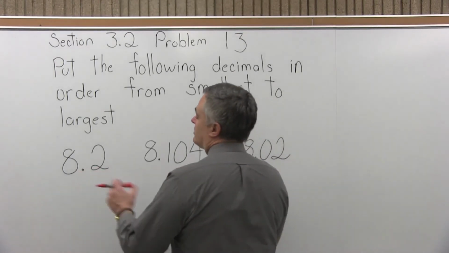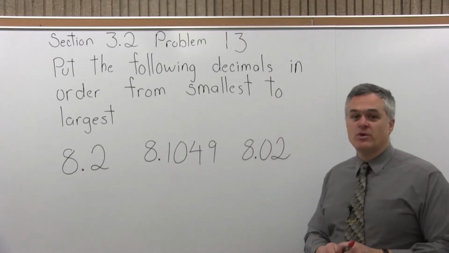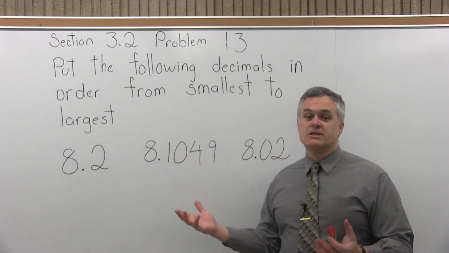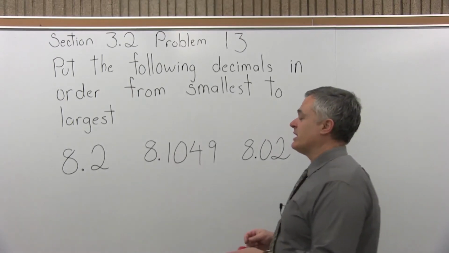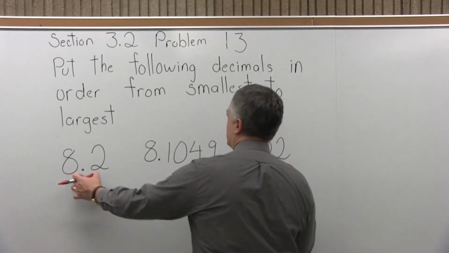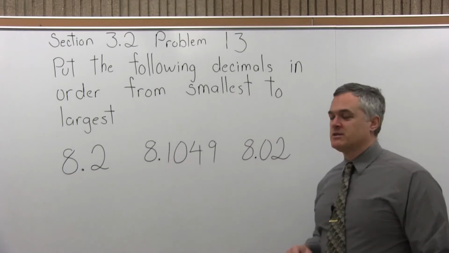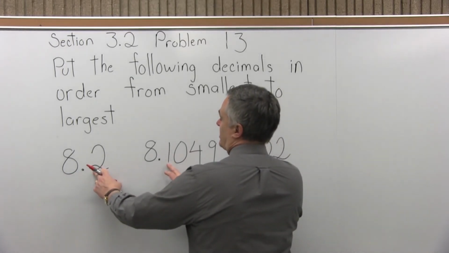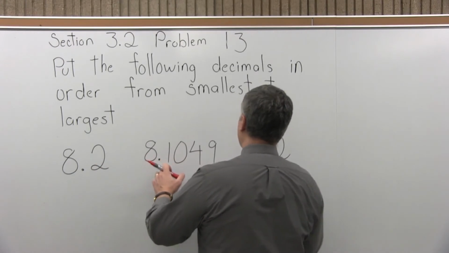To determine which one is smallest, what we want to do is start in the leftmost digit and make a comparison. If there's a tie, move one digit to the right. As we start at the leftmost digit, all three numbers start with an 8. So I have a tie, so I'm going to move one digit to the right. Now I'm going to compare a 2, a 1, and a 0.